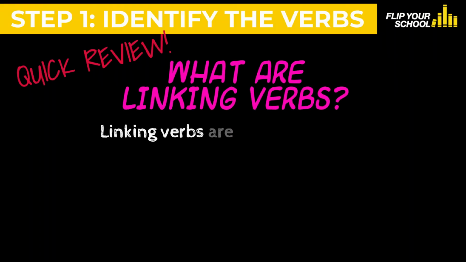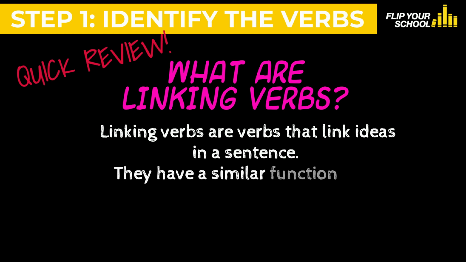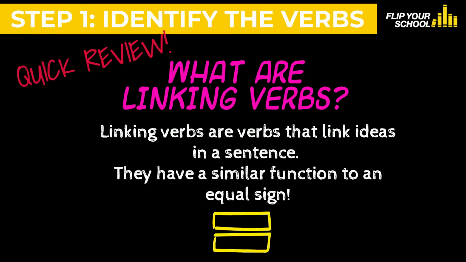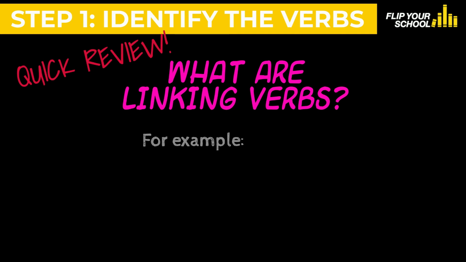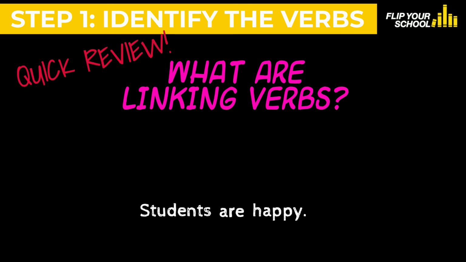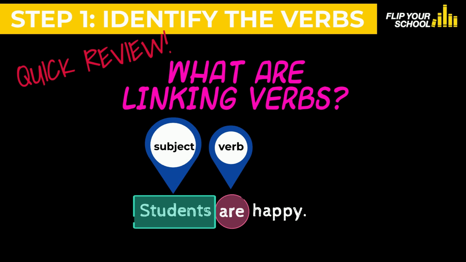Linking verbs are verbs that link ideas in a sentence. They are similar in function to an equal sign. For example, in the sentence students are happy, the linking verb is the word are. The subject of the sentence is the word students. The word happy describes the students. Therefore, the linking verb are links or equates the idea of students being happy.